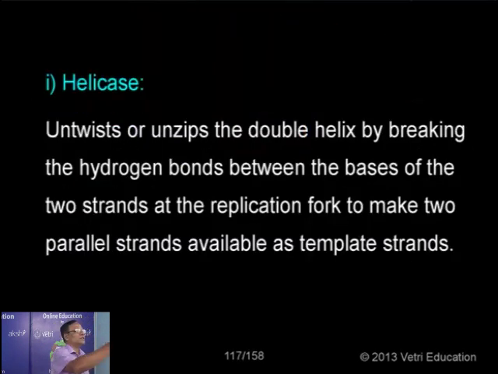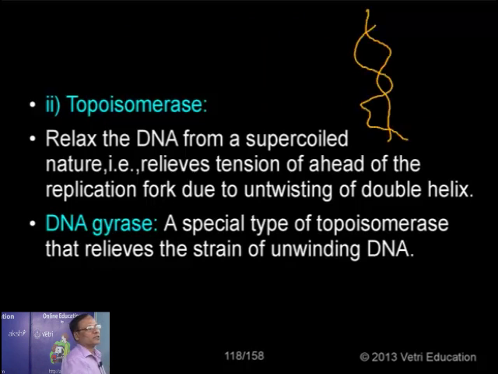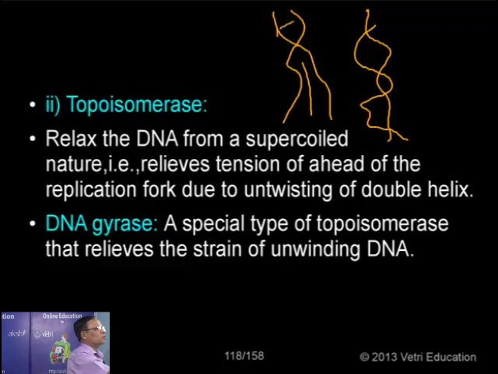Now the second one is topoisomerase. So actually you know that one, the DNA is a double helical structure. Now normally suppose this point has been broken, the hydrogen bonds. And this place is called supercoiling. The coiling of DNA present above the replication fork is called supercoiling.